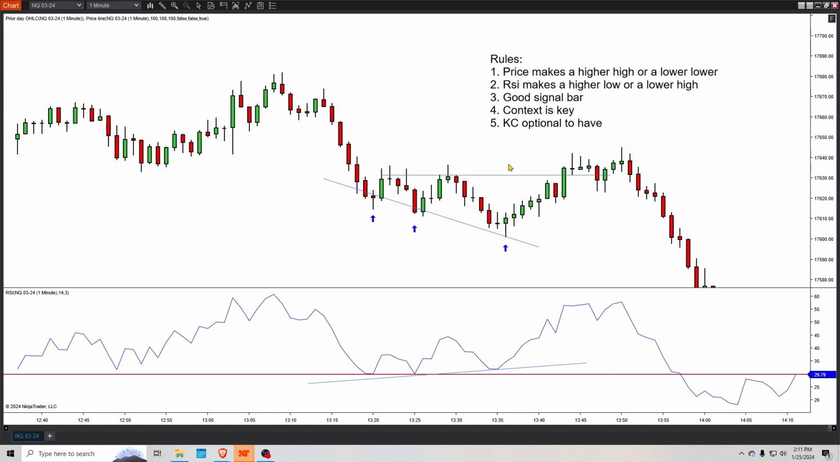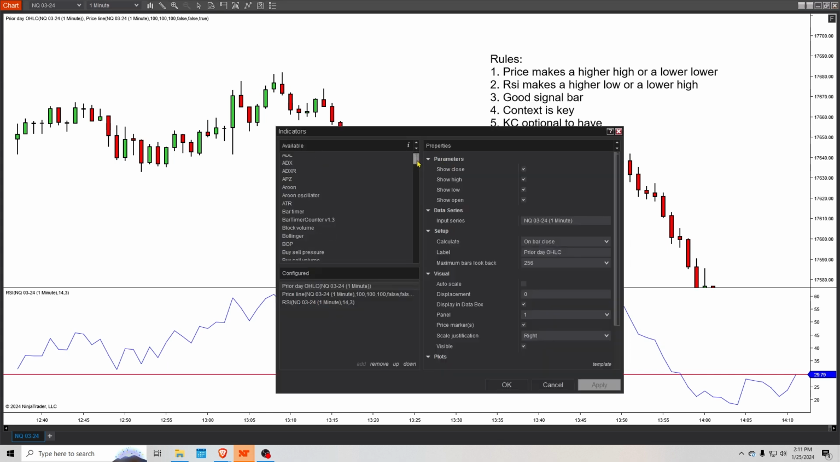You don't get very many of these. You might get 1 to 5 a week. But if you're making 2 to 4 times your risk, then it's pretty nice. So yeah, I just wanted to show you guys this. I'm going to go over the Keltner channel real quick as well because I forgot to do that. And let's see, where is this thing?